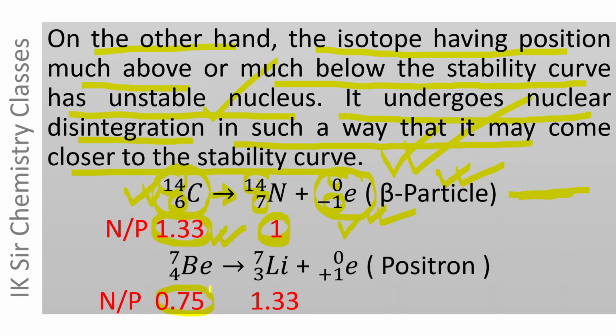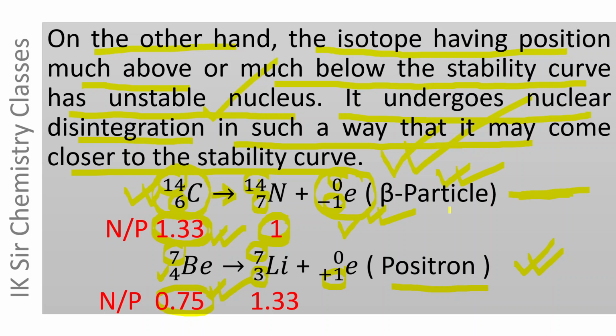Its position is much below the stability curve. It emits a positron forming lithium-7. It is also a nuclear reaction. The charge on the left hand side is 4 and on the right hand side it is also equal to 4, 3 plus 1. The mass number on the left hand side is 7 and on the right hand side the mass number is again 7. Thus this nuclear reaction is also balanced with respect to charge as well as mass number.